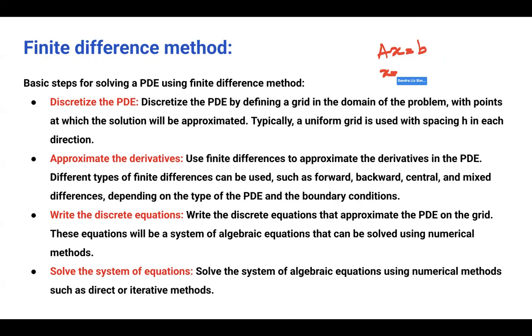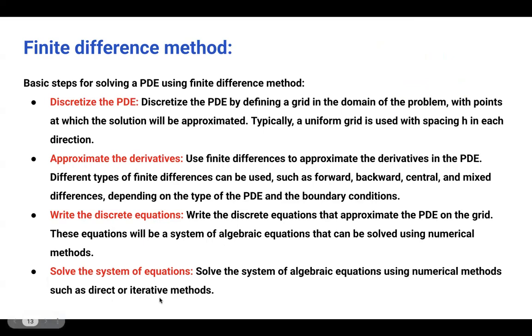X is equal to inverse of A multiplied by B. Otherwise, you can use options such as fsolve and such things. We have already discussed that. So what happens? You get the approximate derivatives using finite differencing. Rearrange it in such a way that you get a system of equations. The equations will be a system of algebraic equations which can be solved using numerical methods. Now you solve the algebraic equations using numerical methods such as direct or indirect methods.